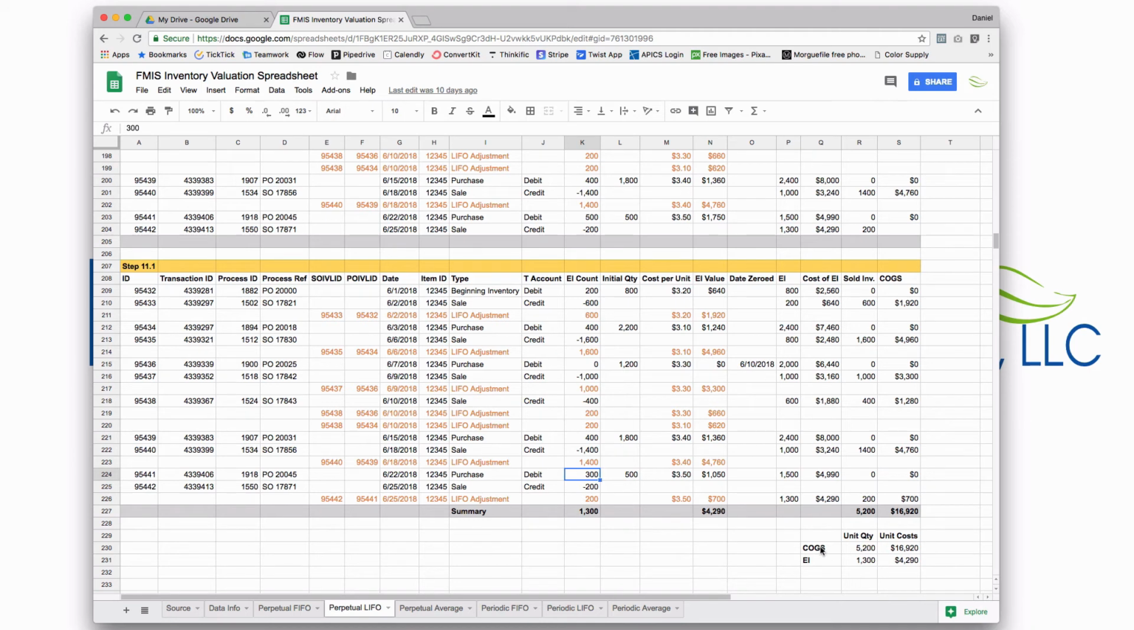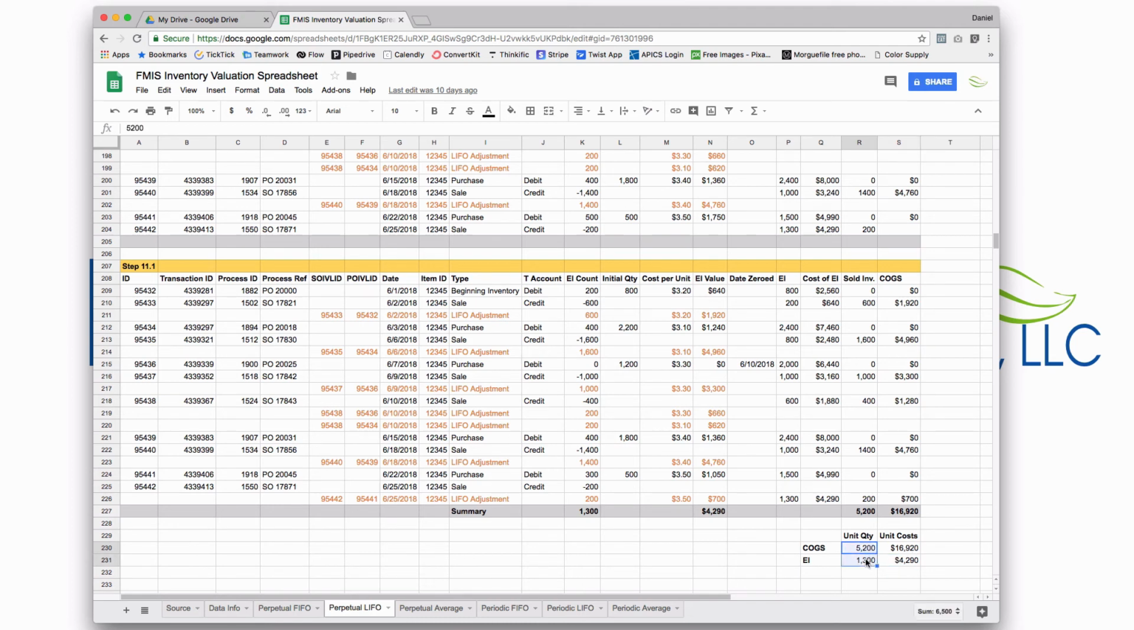That gives us the ending unit quantity, the number of items that we sold. The units that we sold is 5,200, and the cost of goods sold is 16,920. The ending inventory is 1,300, and the ending inventory cost is 4,290.